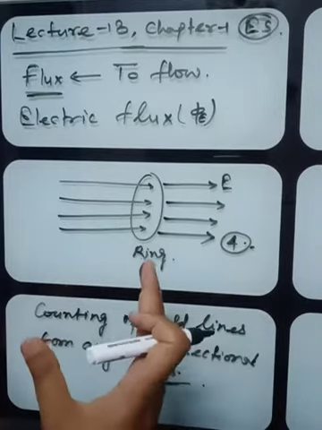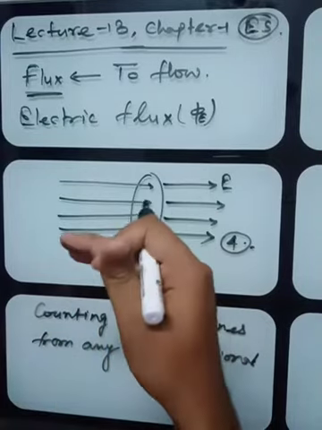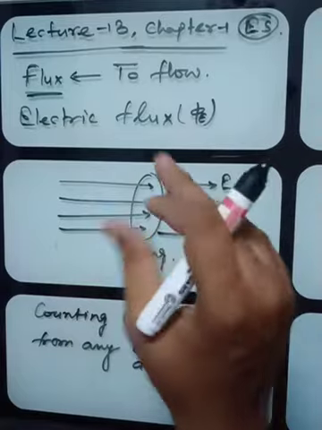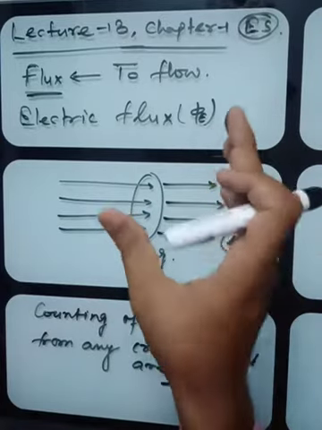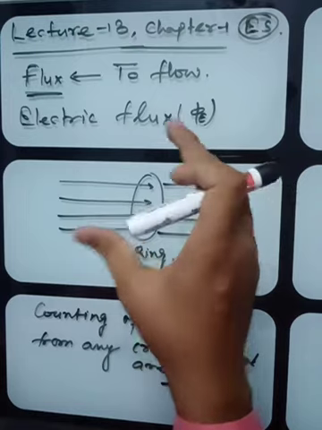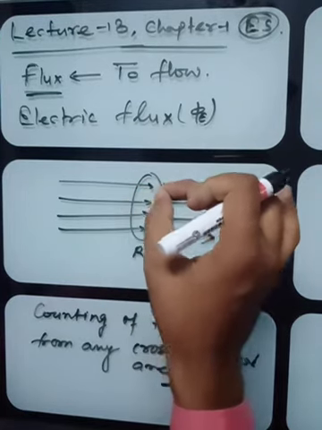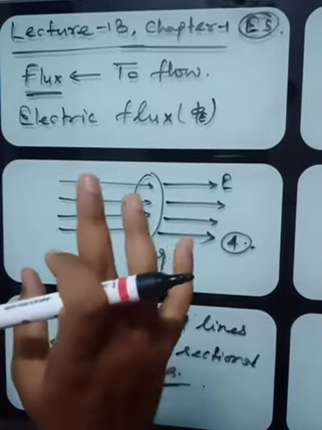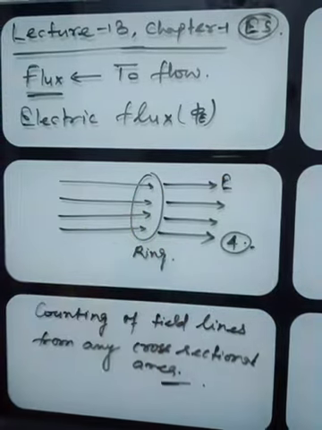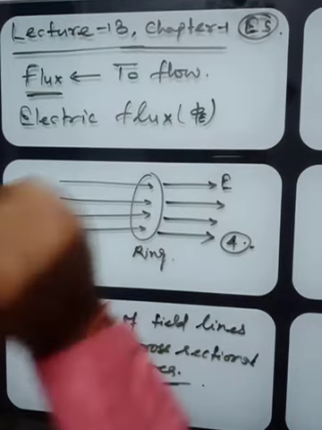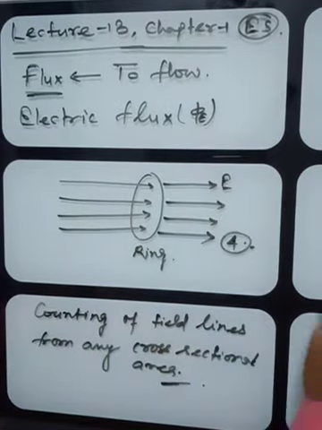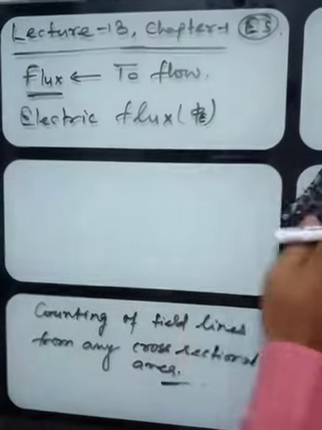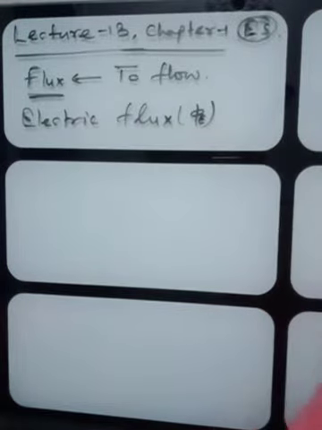If you write the proper definition of electric flux, then you can write: the total electric field lines flowing through a given cross-sectional area is called electric flux. This is the definition I have given you of electric flux, students. Now students, how will you count the maximum? How will you count the total, that is, the maximum field lines passing through any cross-sectional area?